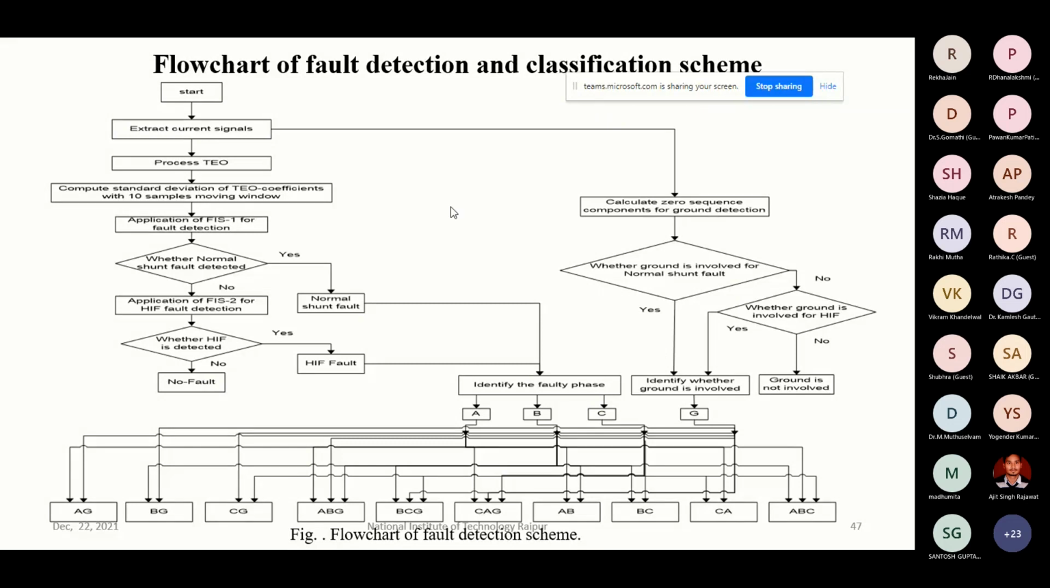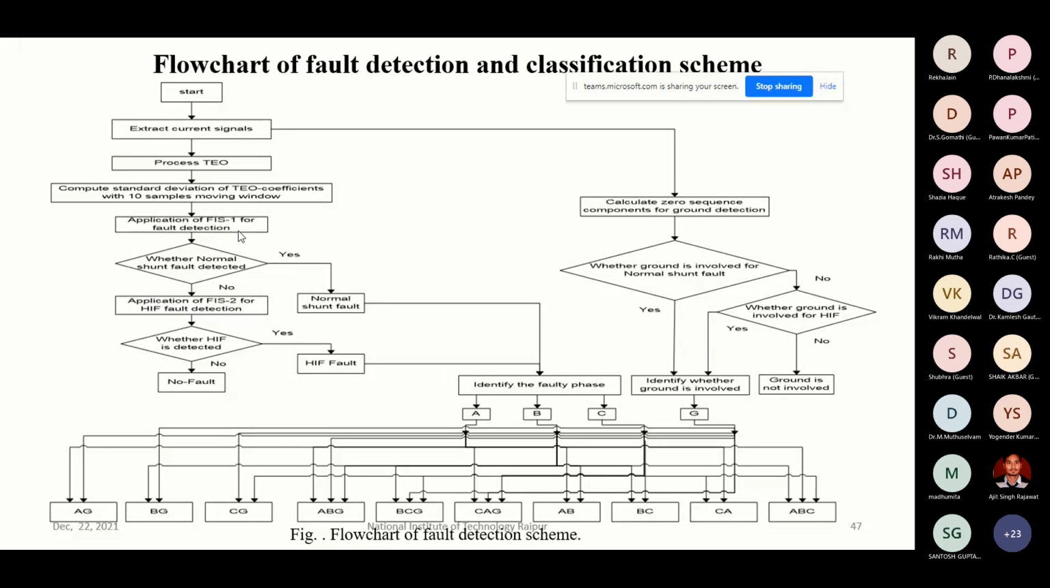So here we will be using a signal processing technique known as Teager energy operation. We use the current signals, process them by TEO, and calculate the standard deviation of the TEO coefficients for a moving sample window of half cycle, that is only 10 samples. Then we apply a fuzzy inference system. Here we employ fuzzy logic based artificial intelligence techniques to detect the presence of fault.